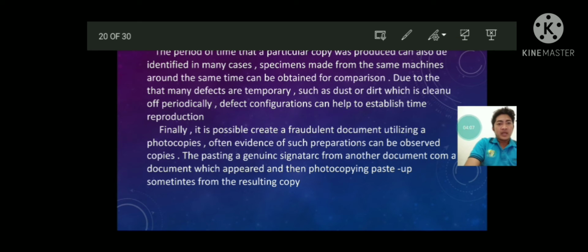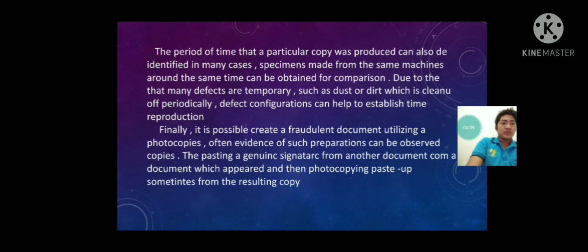The period of time when a particular copy was produced can also be identified in many cases. Specimens made from the same machine around the same time can be obtained for comparison, due to the fact that many defects are temporary, such as dust or dirt which is cleaned up periodically. Defect configuration can help to establish the time of reproduction.